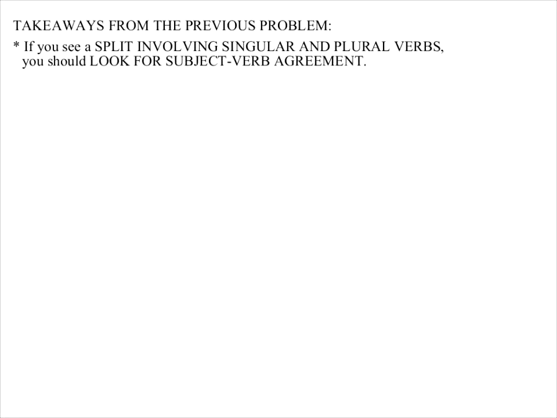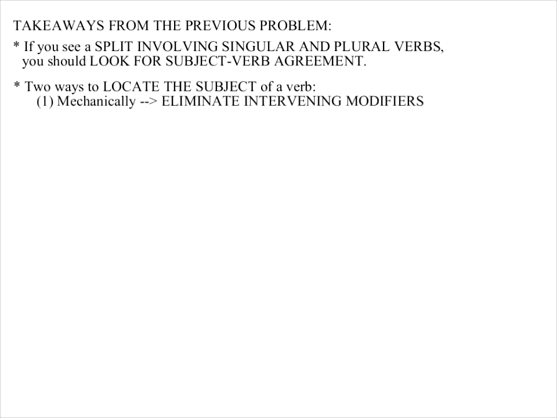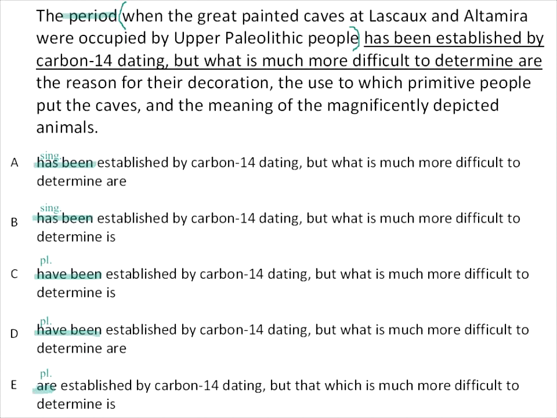So another important takeaway here is this. There are two ways to find subject-verb agreement, two ways to locate the subject of a verb. The first is mechanically, which is probably how most of you are doing this. You eliminate intervening modifiers. So that's what we did here. All this stuff that's indicated in blue is an intervening modifier. So the idea is that we can just kill it. Like this doesn't matter because it's just a modifier.